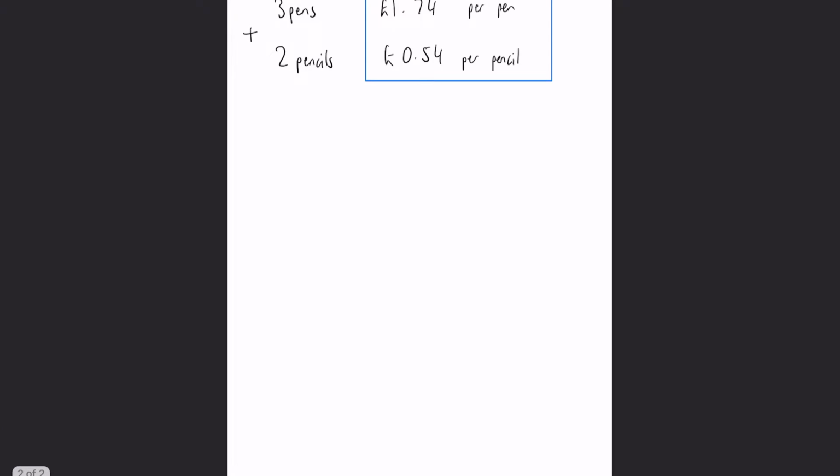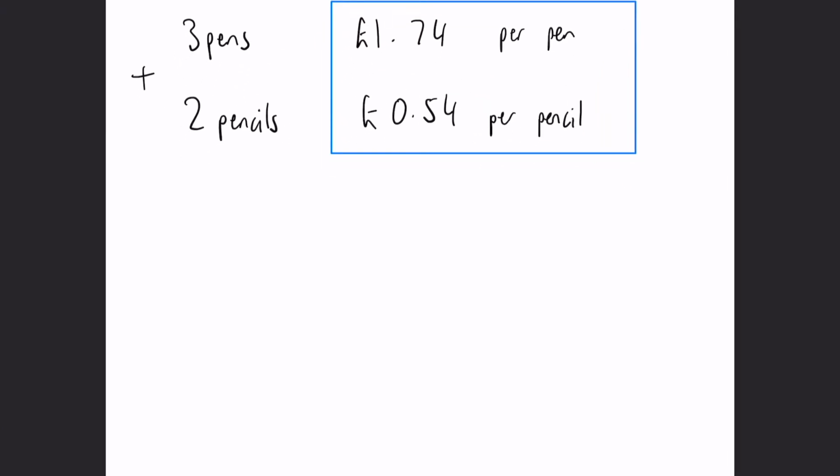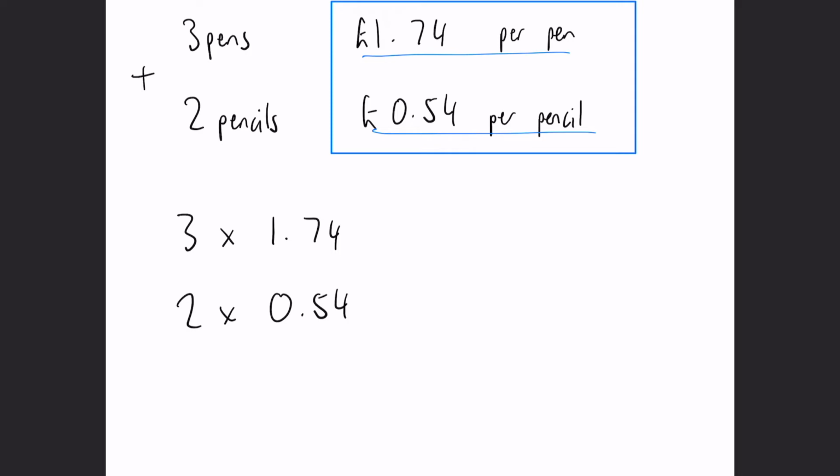Another example you may be given in a paper is an example like this. So, for example, a student goes out and buys 3 pens and 2 pencils, and these are what they cost. So for one pen is £1.74, and for a pencil is 54p. Now, how much did the student spend? So for 3 pens, we have to do 3 times £1.74, and for the pencils, we have to do 2 lots of 54 pence. Obviously in your head that is quite difficult to do.